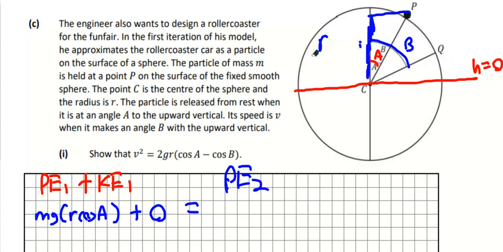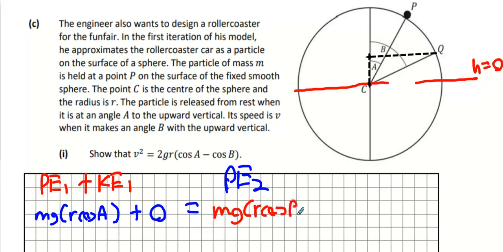And then PE2. Well, this time it's an angle B instead of an angle A. Do you get what I'm saying? Instead of R cos A, it's going to be R cos B because its height is here. And if you see this red line here, that's R cos B in height. So it's mg R cos B, is it? Okay.